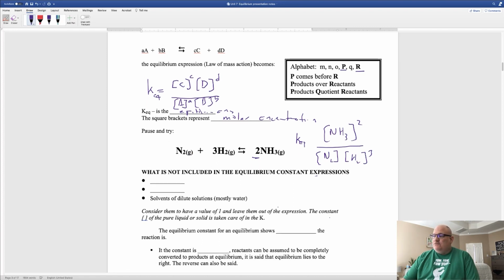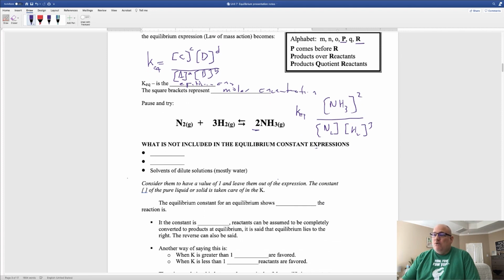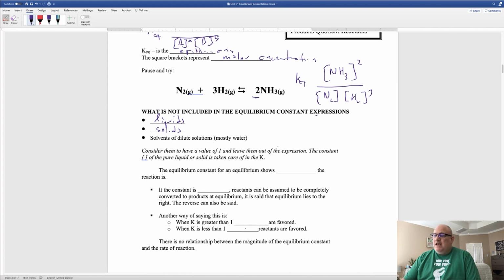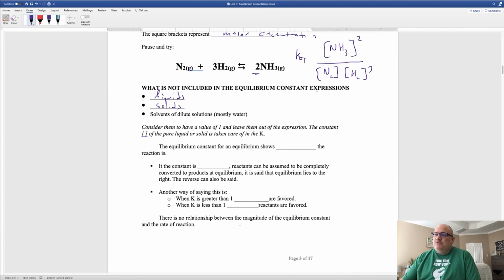Now, again, it's really, really important you have a balanced equation. Now, what's not included ever: you never include liquids, and you never include solids. Now, you're wondering, what the heck? How does that work? Well, the reason we do that is because solids and liquids, we consider them to have a value of 1, and the K takes care of them. Now, this little expression here, solvents of dilute solutions, we're not going to worry about that right now.